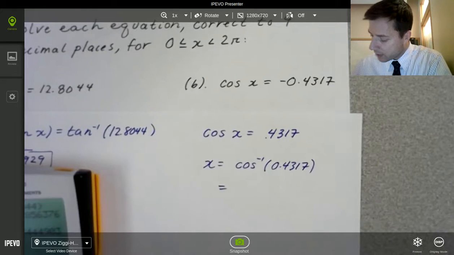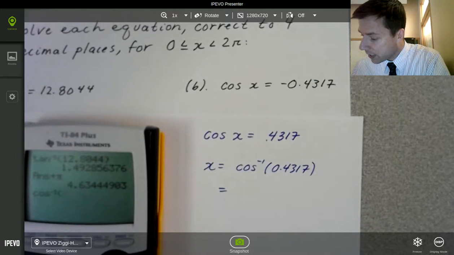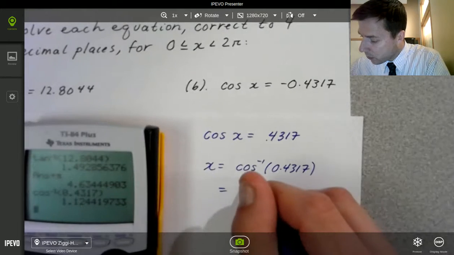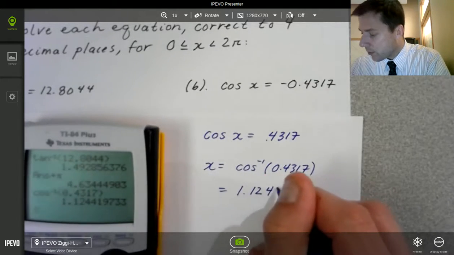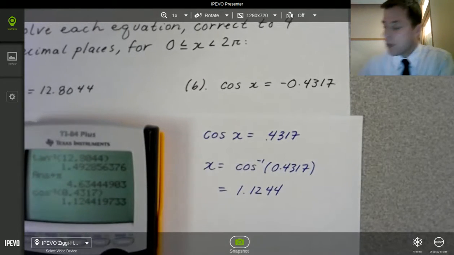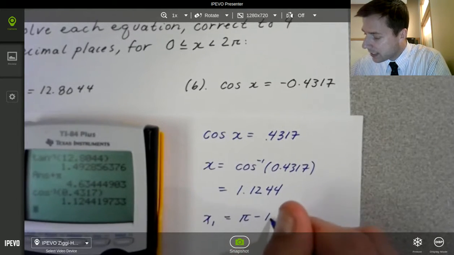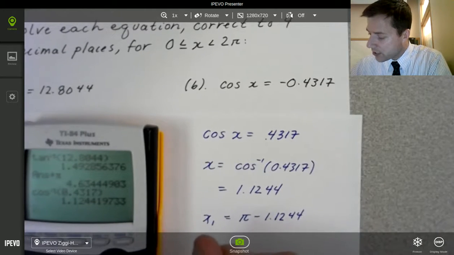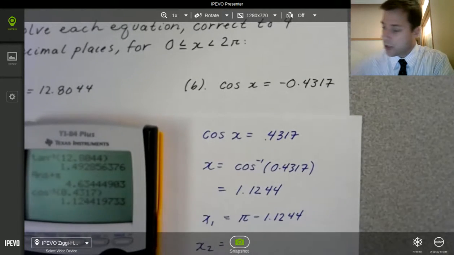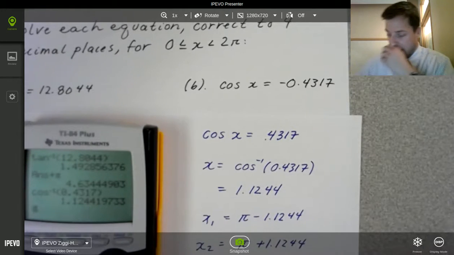0.4317. If I take inverse cosine on my calculator, so second cosine of 0.4317, I get 1.1244. Now, you might think that's the solution, but we need negative, right? So cosine is negative in quadrant 2 and quadrant 3. So for our first solution, we're actually going to take pi minus this answer to get the answer in the second quadrant. And our second solution, to get from first to third, you're thinking about adding pi to 1.1244. That'll get us to the third quadrant there.